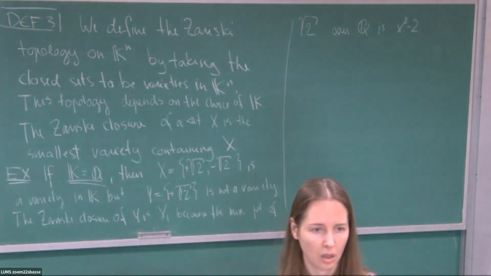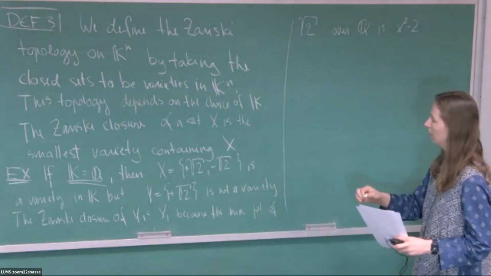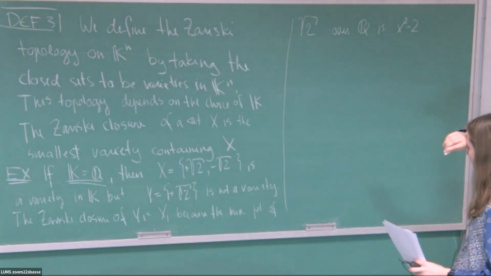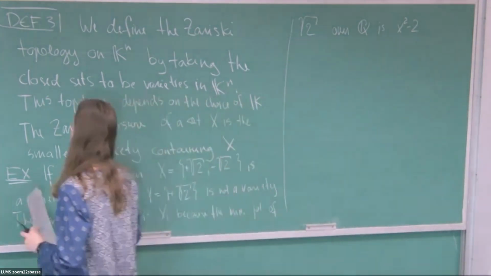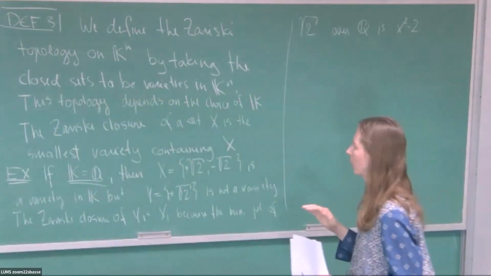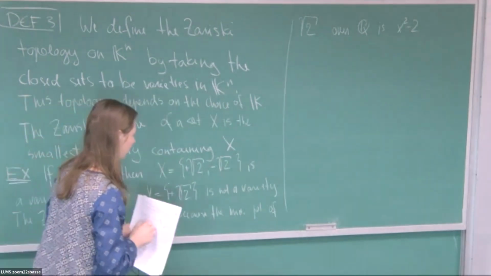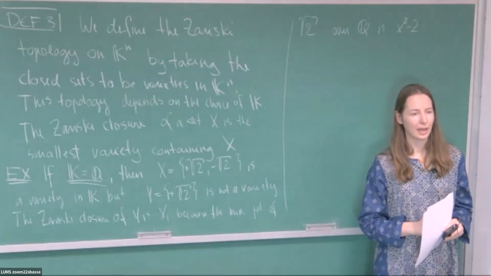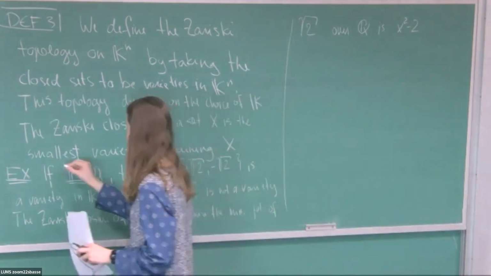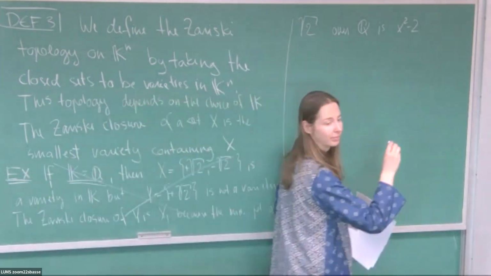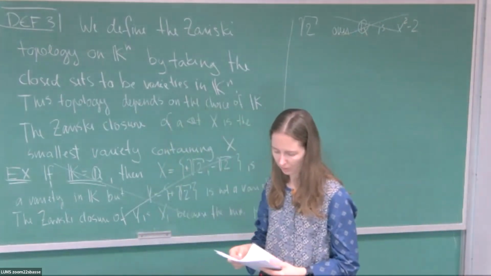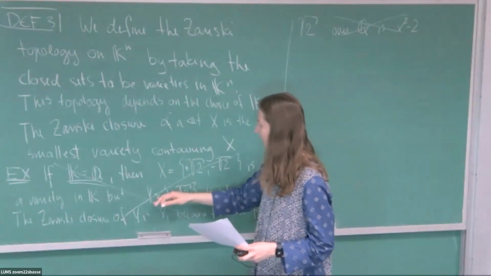X is a variety in Q. So the point square root 2 is not in Q, right? Oh, sorry. Yes, you're completely right. So I'm mixing things up. Sorry, ignore this example. I guess what I was thinking about here was polynomials with coefficients in Q while we leave ourselves in R. Sorry, completely ignore this. I'm sorry about this.